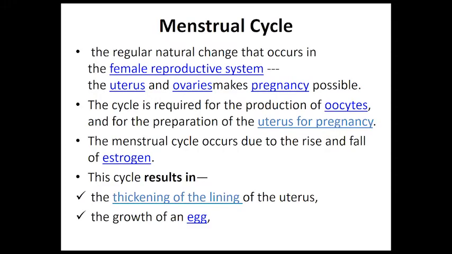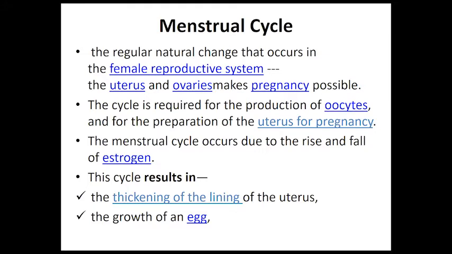The female reproductive cycle, generally, when you say the term menstrual cycle, that is the female reproductive cycle as a whole. This is what the menstrual cycle is: the regular natural change that occurs in the female reproductive system, that is monthly changes, regular changes. That takes place both in the uterus and the ovaries and makes pregnancy possible.